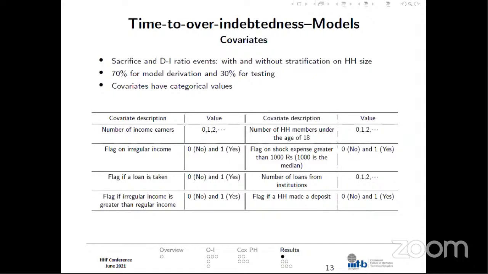So the number of income earners, for example, the number of loans that a household has taken, and the slide itself should be self-explanatory. The results will give us a little more insight into which of these are actually significant in causing the event of over-indebtedness.